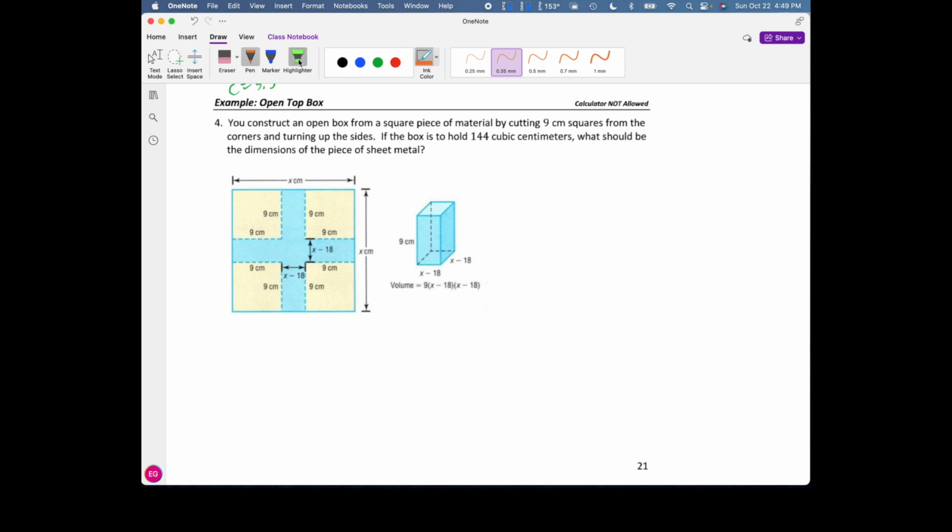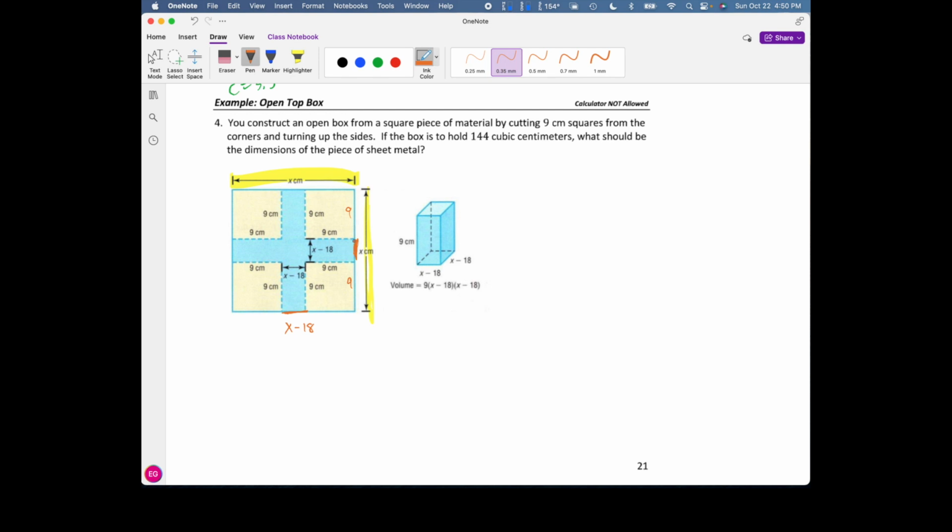Okay, so we don't know how big the original thing is going to be. So when we look at this value right here, what is going to be x, and then minus the 9 from each corner, and this part here will also be that x minus the 9 from each of the corners.